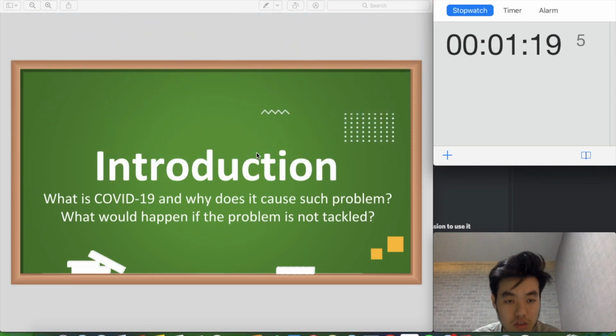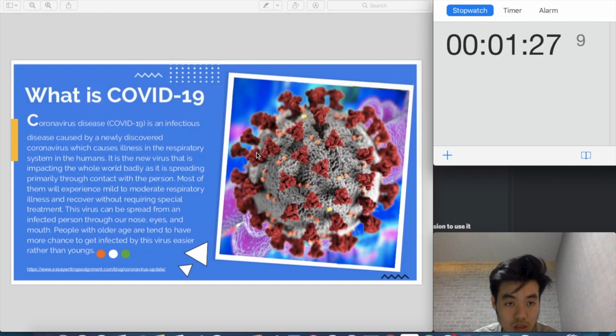So we are going to the introduction. What is COVID-19 and why does it cause such a problem? What would happen if this problem isn't tackled? So we are going to talk about what is COVID-19 first.